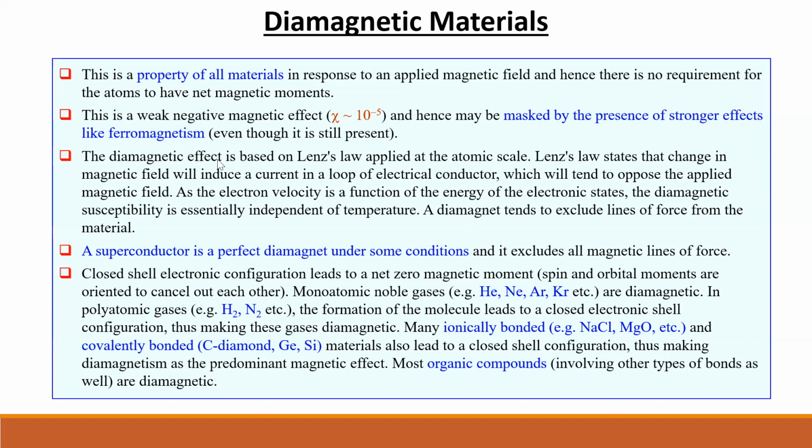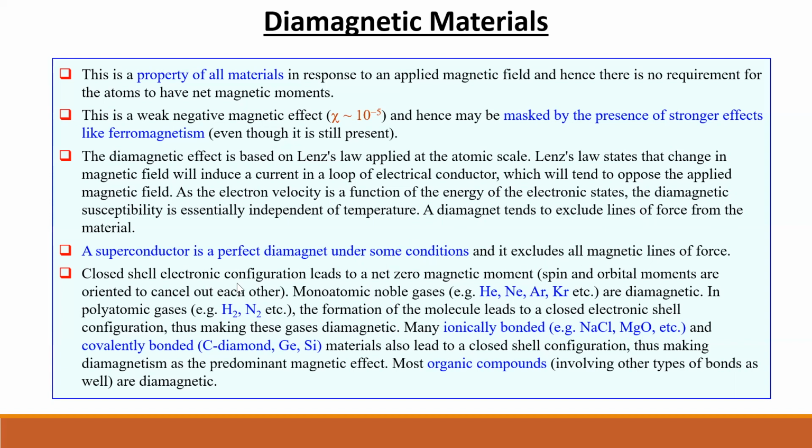The diamagnetic effect is based on Lenz's law applied at the atomic scale. Lenz's law states that a change in magnetic field will induce a current in a loop of electrical conductor, which will tend to oppose the applied magnetic field. As the electron velocity is a function of the energy of the electronic state, the diamagnetic susceptibility is essentially independent of temperature. A diamagnet tends to exclude lines of force from the material. A superconductor is a perfect diamagnet under some conditions, and it excludes all magnetic lines of force.